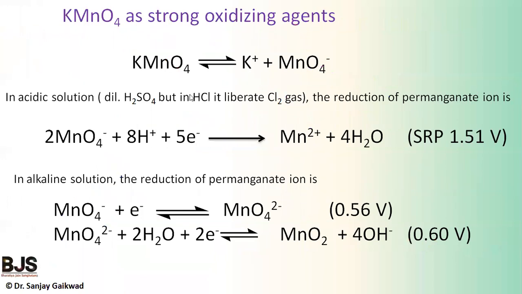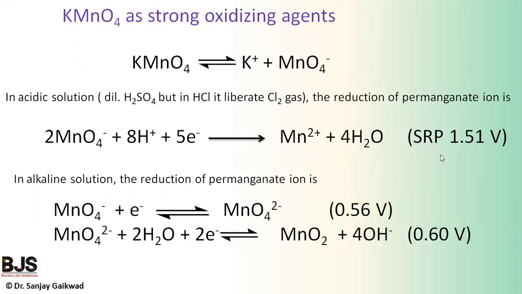Now the example we are taking is KMnO4, which is a strong oxidizing agent. KMnO4 dissociates into K plus and MnO4 minus. When we take the acidic solution, the reaction is MnO4 minus plus 8 hydrogen ion plus 5 electrons to give Mn2 plus. Here Mn7 plus gets converted into Mn2 plus.